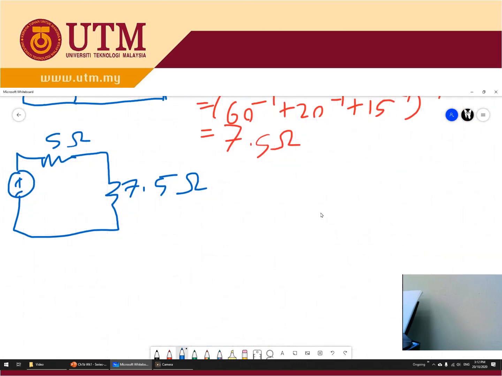So R equivalent is basically equal to 7.5, and not plus this together, because R equivalent is like this, not including this.